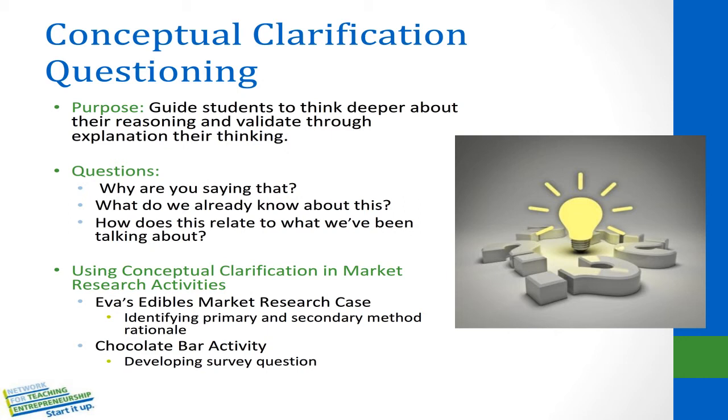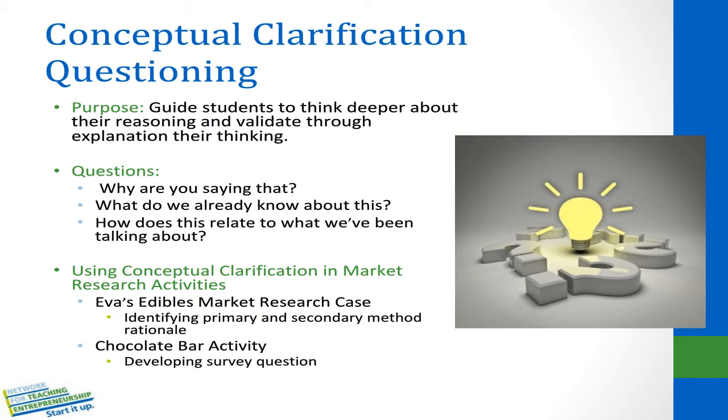In Ava's Edibles market research case study, students are asked to identify whether her questions require primary or secondary market research as a first step. So one of the challenges there is that that's not just cut and dry. It's not just one right answer. So whatever students do respond to that is making sure that they can actually understand by thinking about what the definitions of primary or secondary research are.